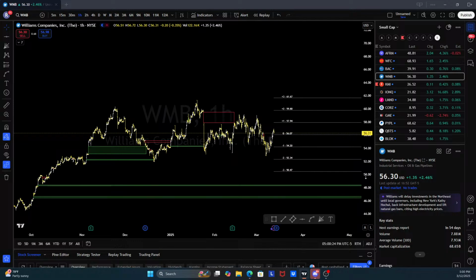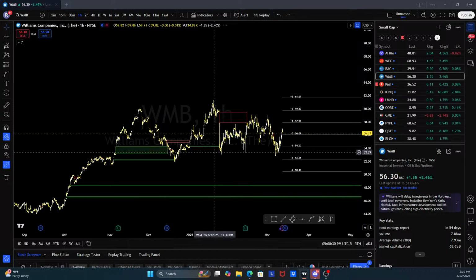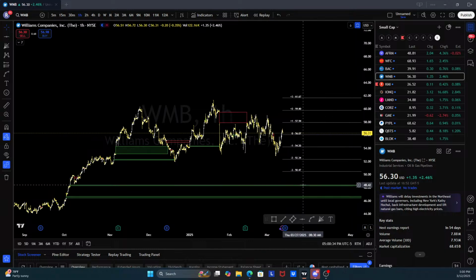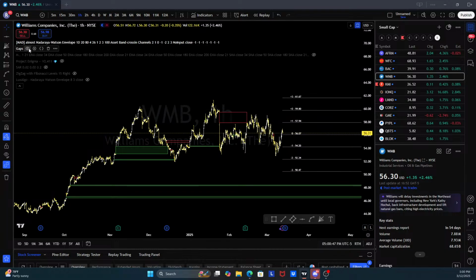All right, so Winston, what you see right now on this WMB chart, what is this chart telling you? If you had to take a wild guess. I see it coming back down to the -2 fib level potentially. Let me do one better for you.